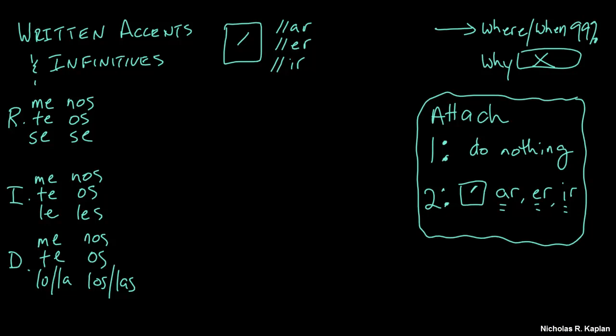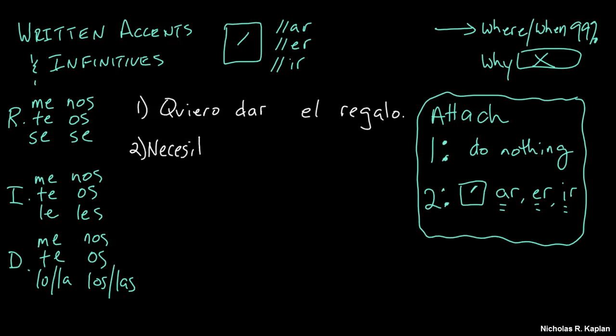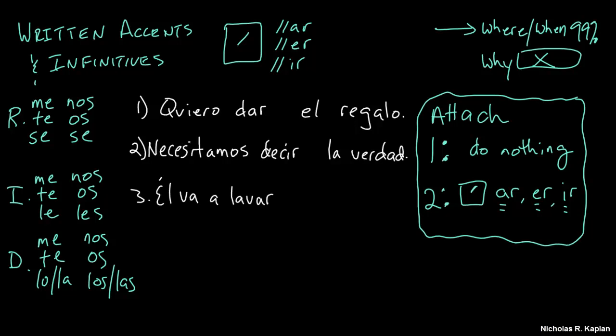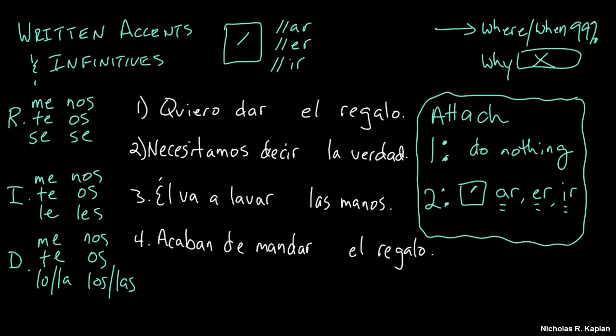Okay, let me put a few examples on the board. So here we've got for sentence number one, I want to give the gift. Number two, we need to tell the truth. Number three, he is going to wash his hands. I know I don't have a se there, don't worry. And number four, they have just sent the gift.